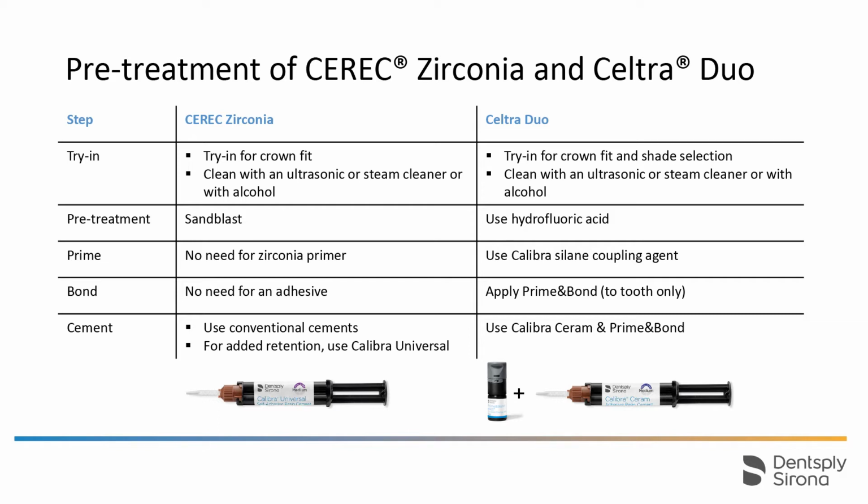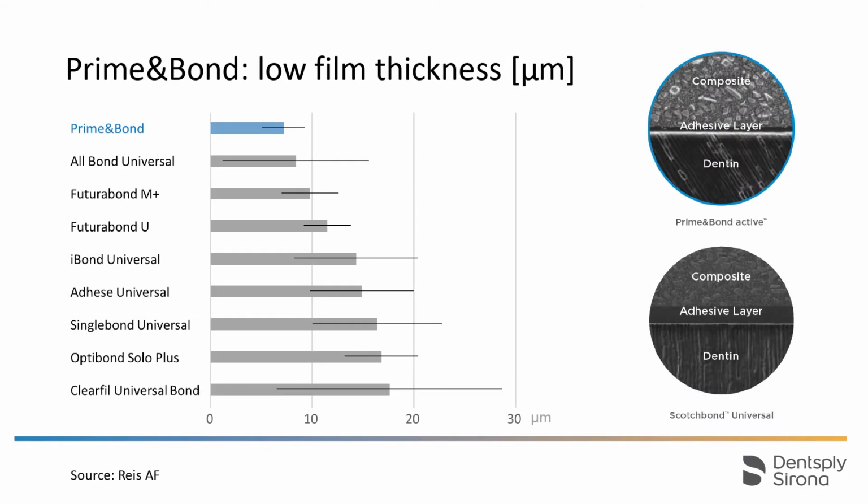Powder liquid cements are frequently used in the dental office. Please keep in mind that there is no need to be concerned about light curing the Prime and Bond adhesive layer impacting fit of indirect restorations. Prime and Bond has a very low film thickness of less than 10 micrometers.